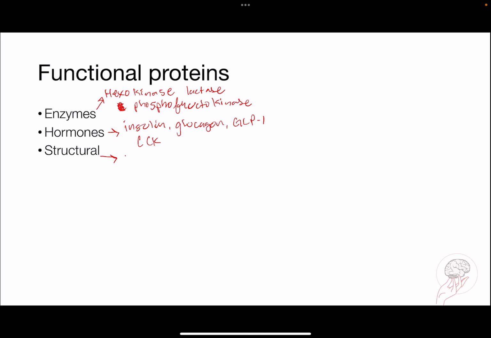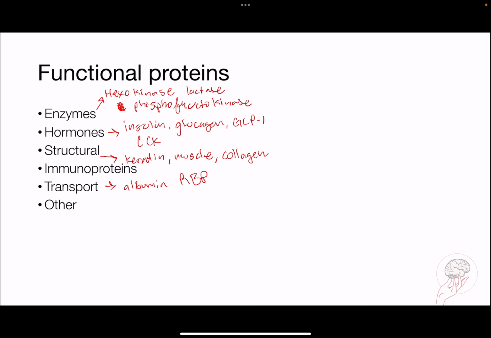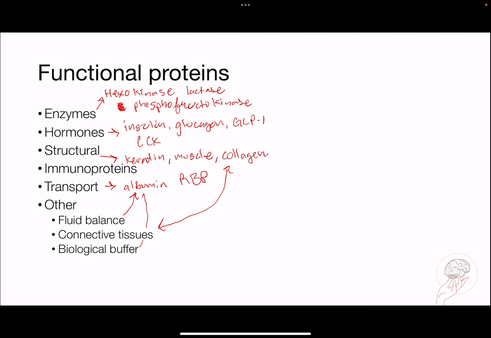Some structural proteins: keratin, muscle, collagen. We also have our immunoproteins. These are part of our immune system, complement. Transport proteins like albumin or retinol binding protein, and many others. Albumin is also important for fluid balance, connective tissue, as well as a biological buffer, which albumin also does.